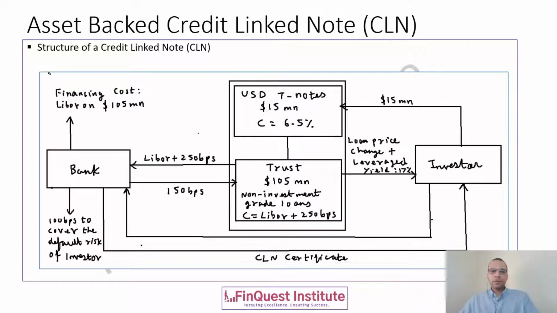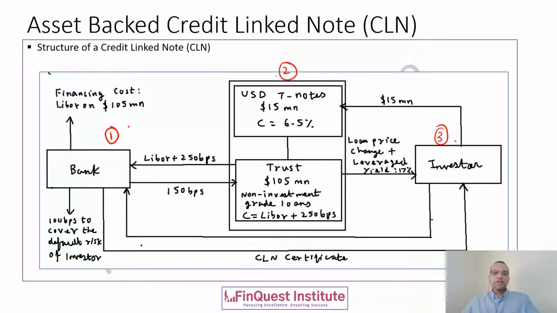Now, this is a structure for a CLN. So let's try to understand these things. We'll break this into three parts. We have a bank, next is we have a trust, and the third is the investor. So the bank is going to purchase the underlying asset. So let's say the asset is worth $105 million, sorry. So the bank purchases the asset, and the financing of this asset will be done at LIBOR. So that will be the cost of funding for this particular asset.